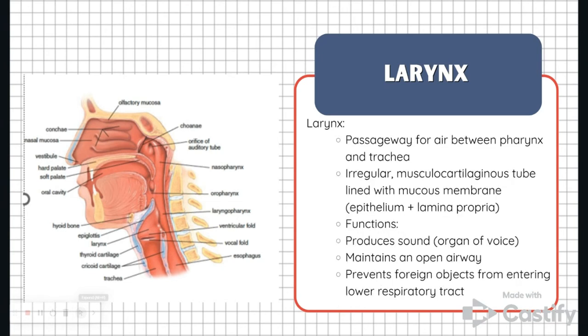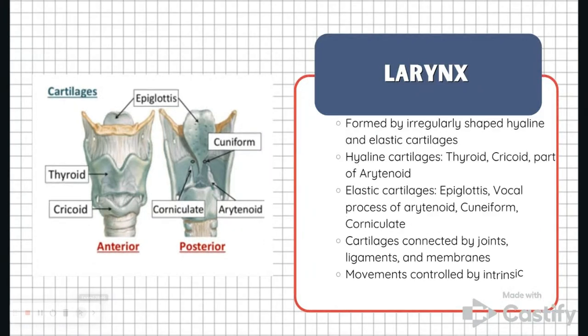The larynx is the passageway for air, just air, okay, between the pharynx and the trachea. Okay, it's an irregular musculocartilaginous tube, lined with mucous membrane, epithelium and lamina propria. I want you to know this. It's made up of epithelium and lamina propria. The function: produce sounds, and maintain an open airway. It prevents foreign objects from entering the lower respiratory tract by something that we're going to talk about, known as the epiglottis. We'll discuss that, I believe, after a couple more slides.